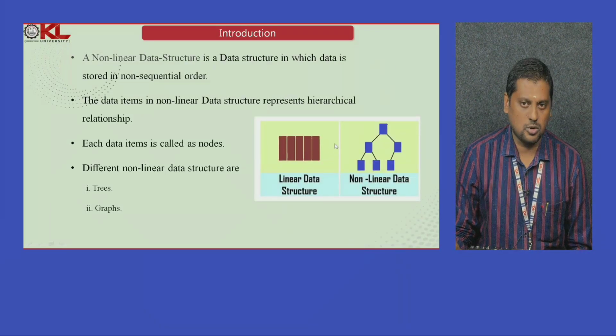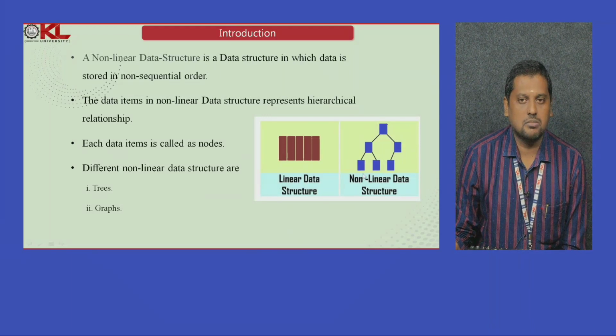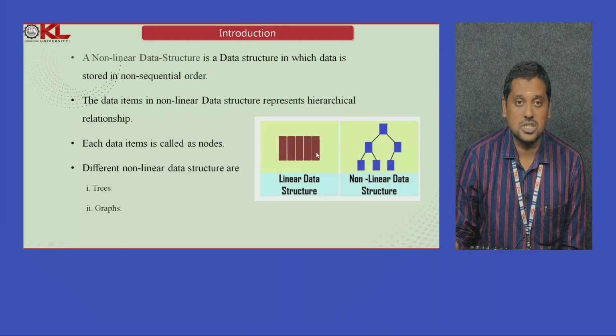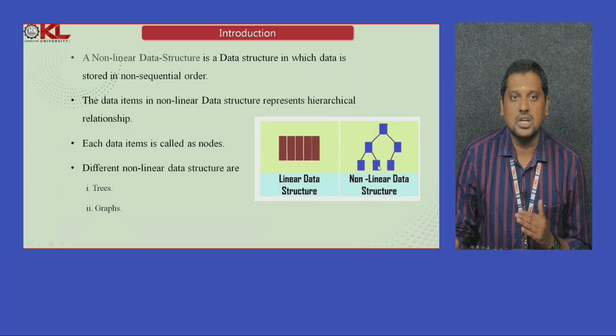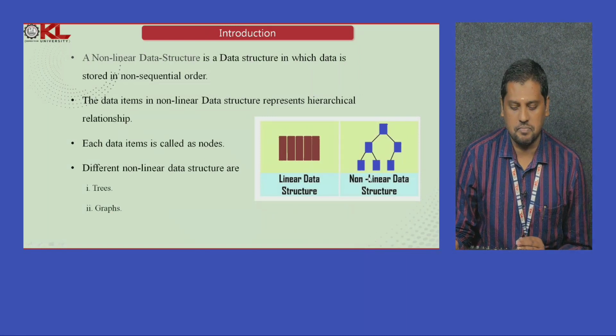Here I am just giving you a small example. As I told you, in nonlinear data structure all the data are stored in non-sequential order. Before this you can see a simple example which has been given here about linear data structure. Linear is where the data is stored in a sequential order. That is why it is linear data structure. But if you talk about nonlinear data structure, each and every data will be stored in non-sequential manner.